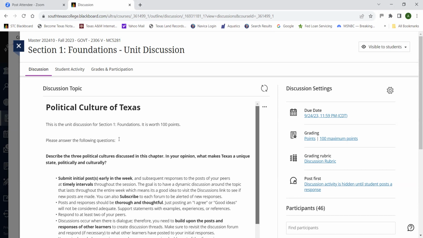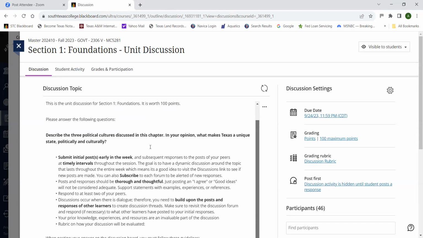It says please answer the following questions. Also note the discussions are worth 100 points. So please answer the following questions. Now it says questions because even though this is a unit discussion question, also keep in mind that there are questions within the questions, right? Because as you can see here, there's two questions, right?